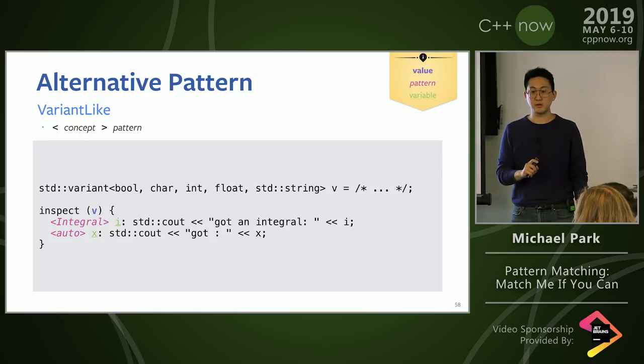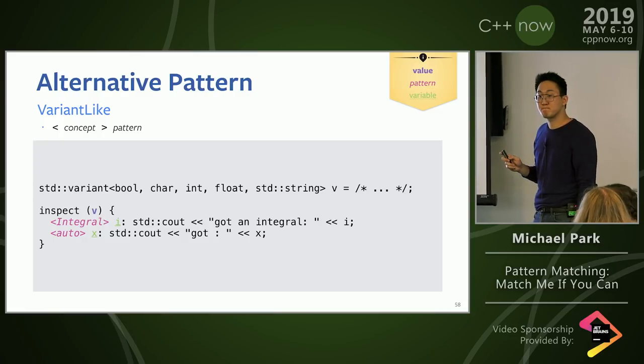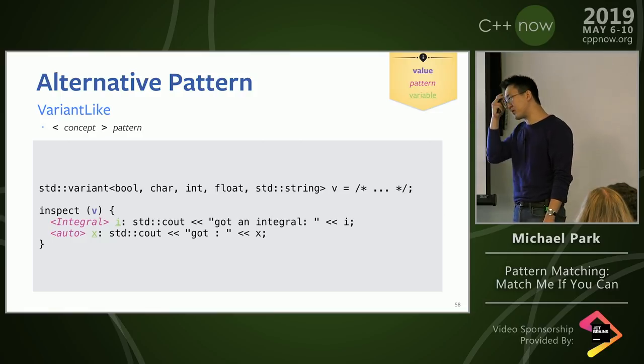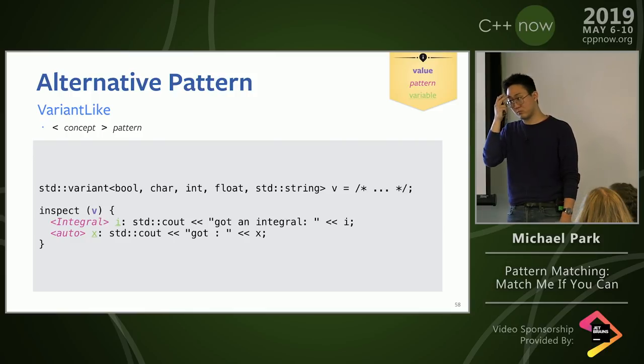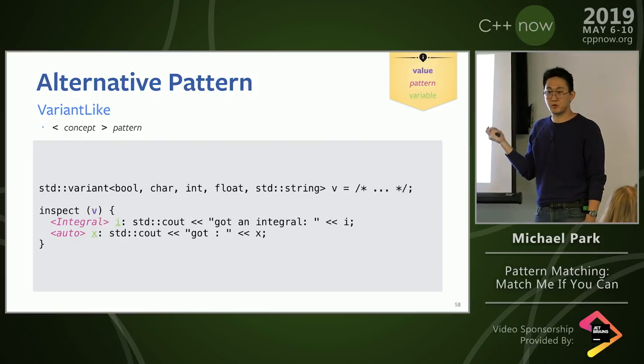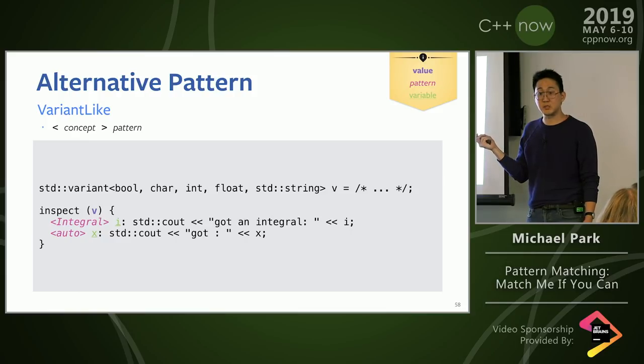Question. Can you remind how the inspect part will be different in case V is not a variant, but if V is a union? So the question is, how would the inspect part be different if we were matching against a union? First of all, we don't support that, because we don't know what the active member is. But you'd have to supply that through some other means.